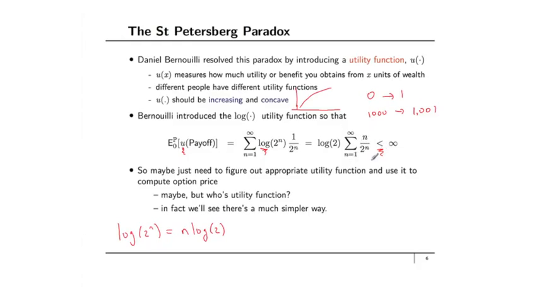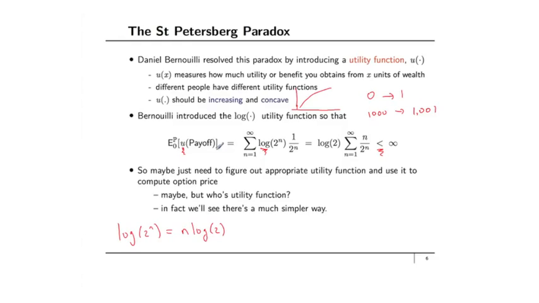So this is how Bernoulli resolved the St. Petersburg paradox. He said that people don't compute values of games by computing their fair value or their expected value, but instead everyone has a utility function, and what they would compute is the expected utility of the payoff, and from there you can determine how much an individual would be willing to pay to play the game.